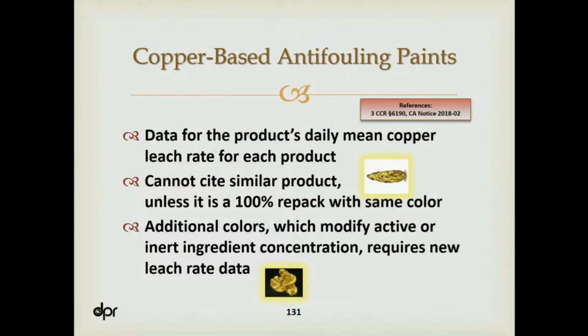So in essence, for the data for the product, you're going to have to generate daily mean copper leach rates for each product. And to satisfy that, you cannot cite 100% repack unless it is truly 100% repack with the same color. Now, at the federal level, I know EPA, this consultant there, correct me if I'm wrong, if you change colors, they want to know and look at that. They critique it the same way, so just be aware of that. And then, again, as we were saying earlier, additional colors which may modify active or inert ingredient concentration will require the leach rate data.